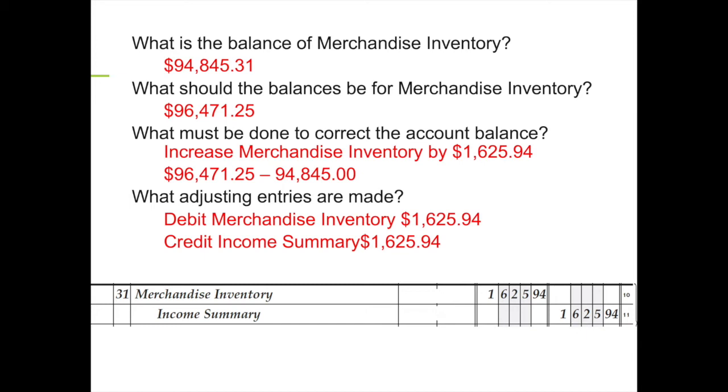Just a reminder also, if your merchandise inventory happens to go down throughout the fiscal period, the amount in merchandise inventory would be credited to make that go down, and income summary would be debited. So it would be just the opposite if your merchandise inventory goes down at the end of the fiscal period.